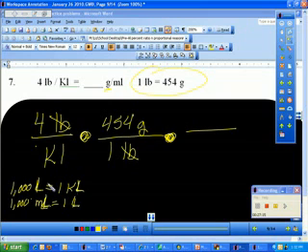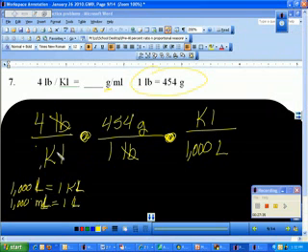Which one's going to go on the top, the 1 kiloliter or the 1,000 liters? Which one's going to go on the top, Megan? The kiloliters, because the kiloliters down here need to be canceled. So for 1 kiloliter, there's 1,000 liters. I'm going to cancel my kiloliters.